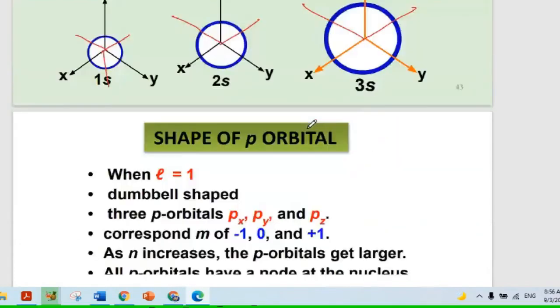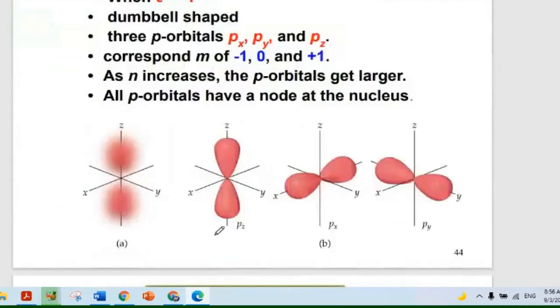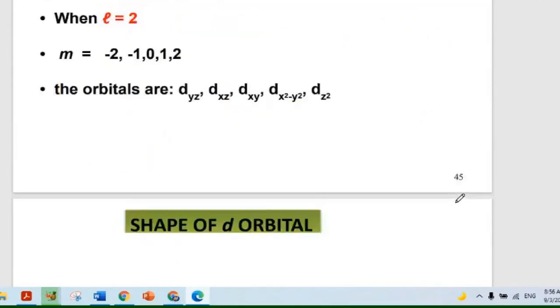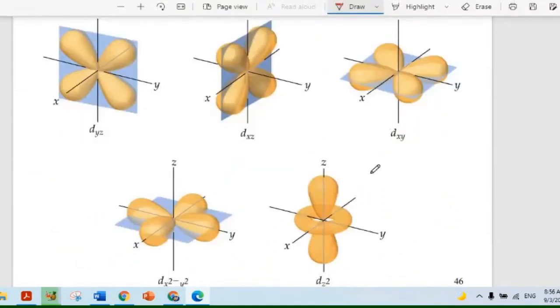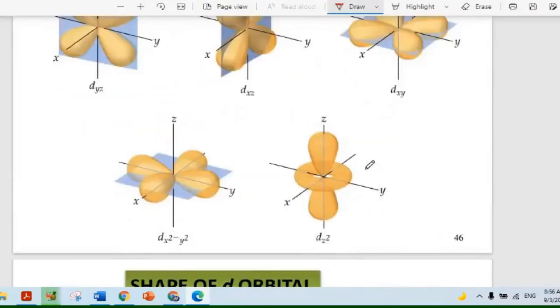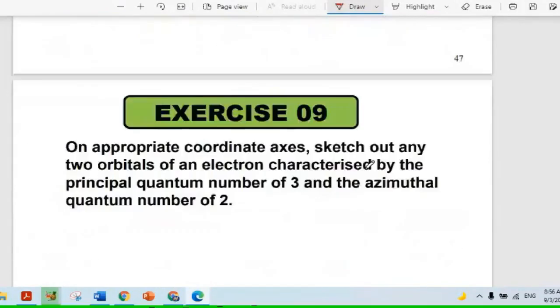Okay, this is the P orbital. P orbital, no problem. Pz on the axis of z, px on the axis of x, and then py. Okay, problem here. Many of you can't draw the dxy, dxz, dyz, dz square. So please check my video. I did guide you all how to draw it.